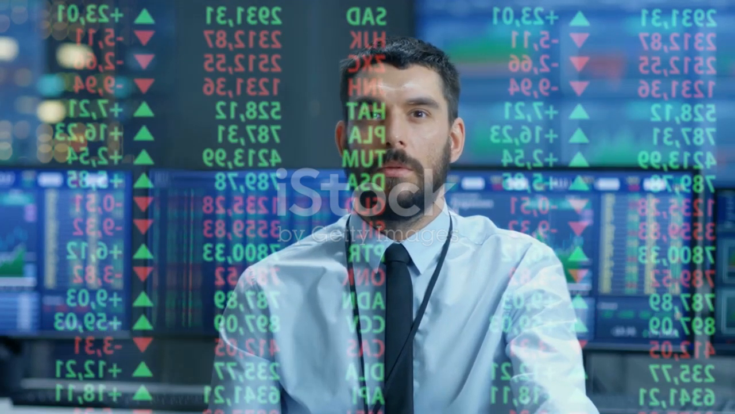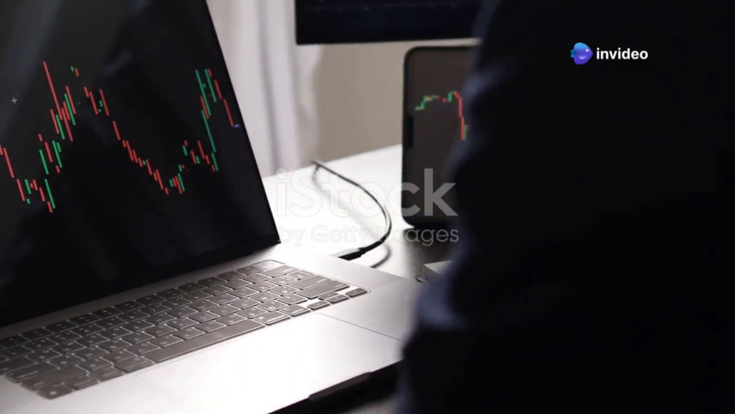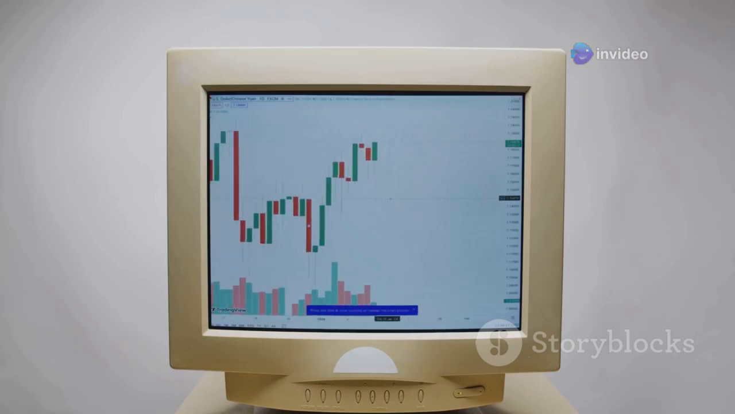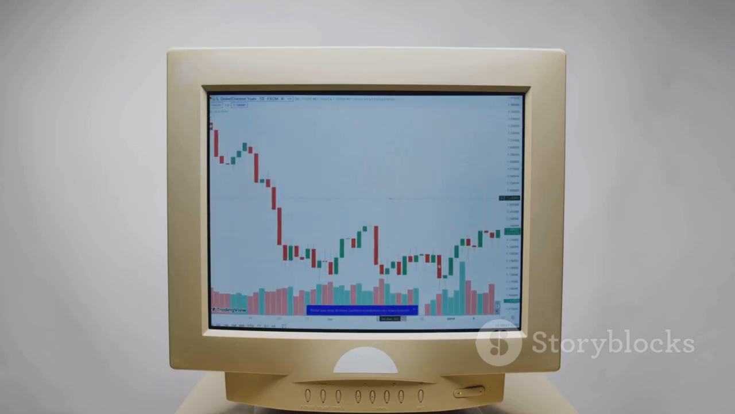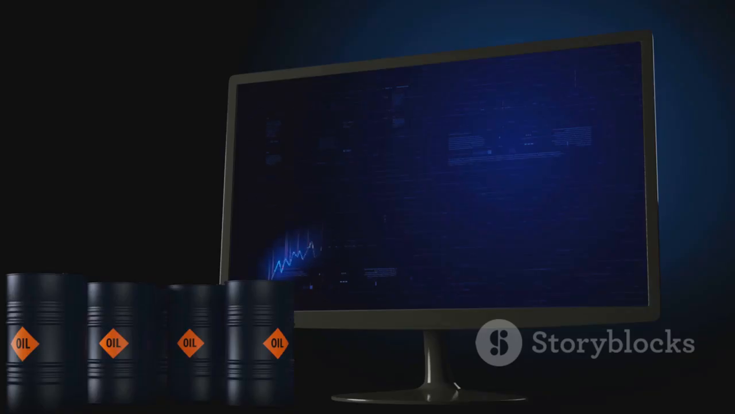Section 6. Case Study. Apple Inc. AAPL. Let's bring it all together with a real-world example. Apple Inc., AAPL. Imagine you're looking at AAPL's chart back in early 2023. The stock had taken a beating, down over 25% from its all-time high.